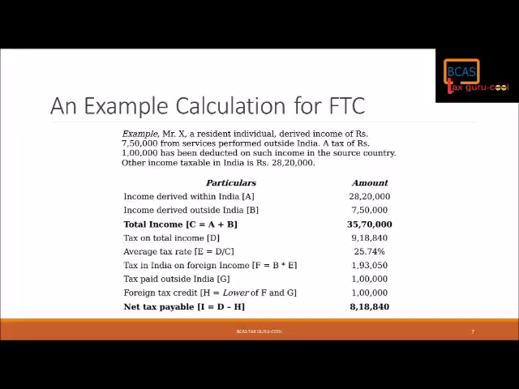So the foreign tax credit is basically whichever is lower: the amount paid outside India, or the tax in India on that particular foreign income using the average rate of tax. This is nothing but the ordinary credit method.